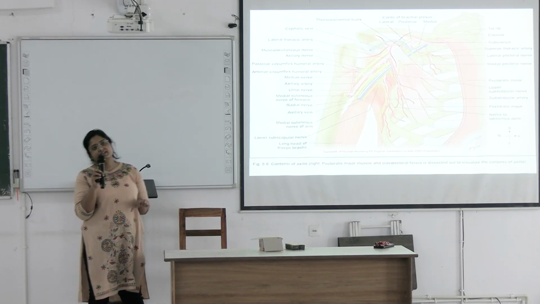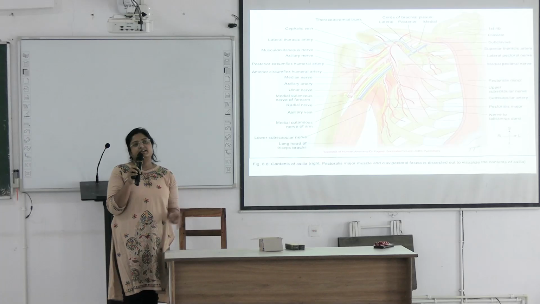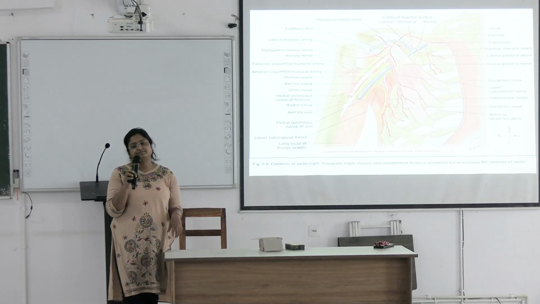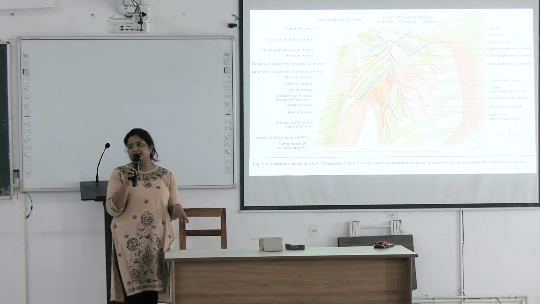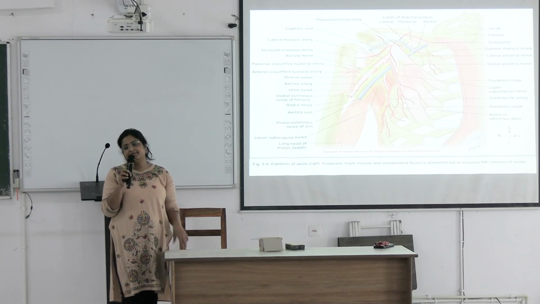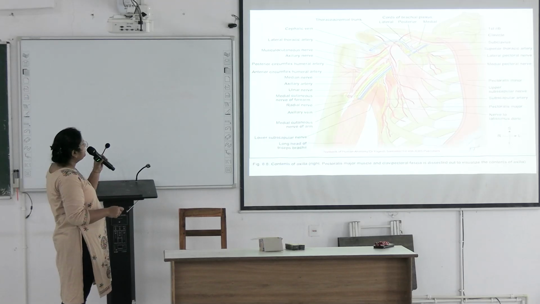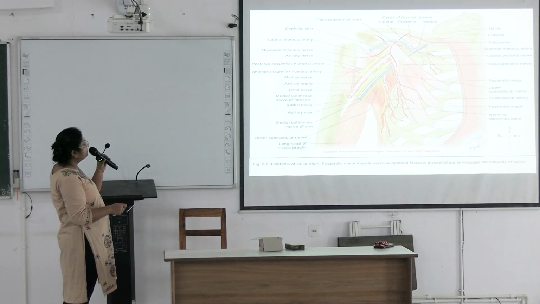Okay, everyone has written. And at a deeper plane lies the ulnar nerve. In between the artery and vein, deeper plane lies the ulnar nerve. See here, this is the medial cutaneous nerve of forearm, and this thick nerve lying in a deeper plane in between the artery and vein is the ulnar nerve.